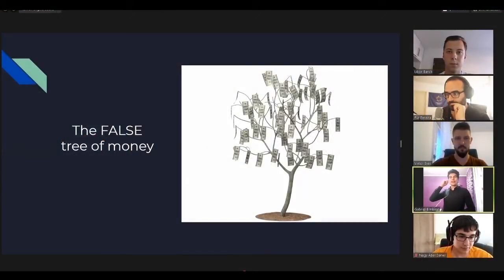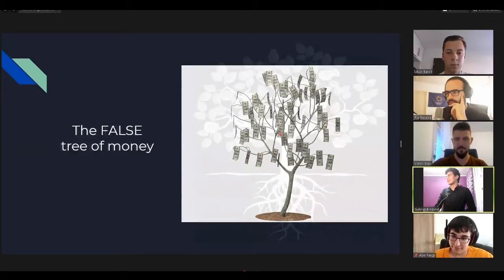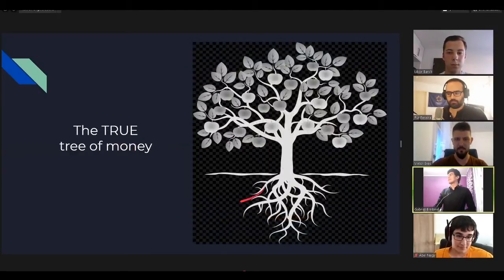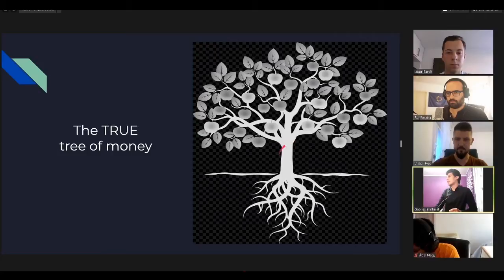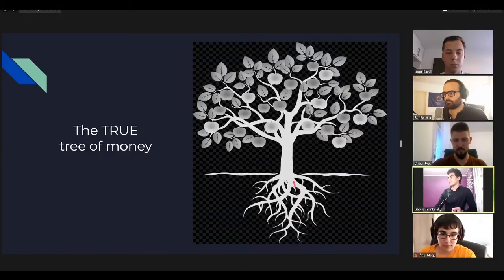When you hear about the tree of money, you think of something like this, right? But this is the false one. This is the true one. Okay, it's a normal tree, but I will explain the meanings. Here we have some apples on the tree. Here we have the body of the tree, the stalk and the stem. And here we have the root. I will explain what this means.